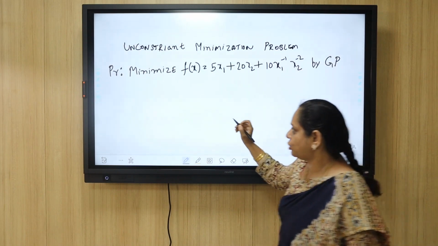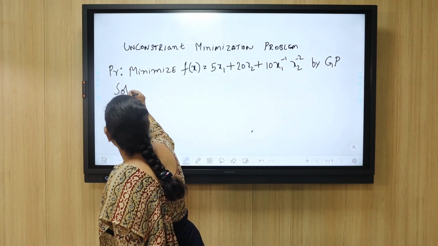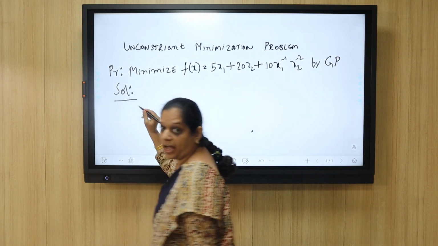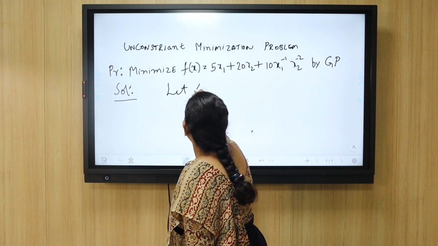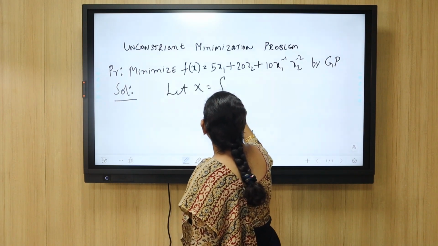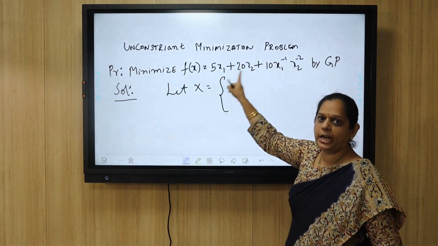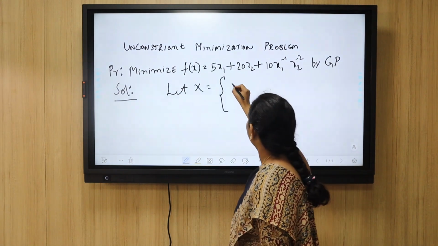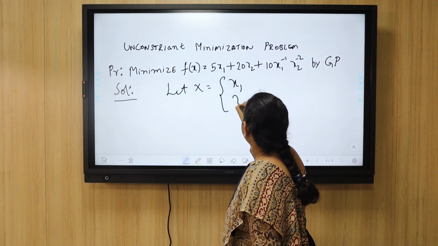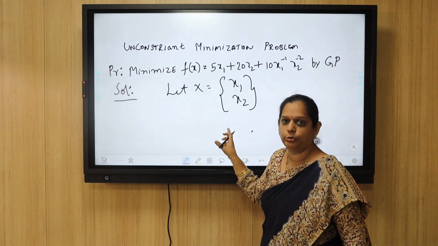First step of the solution: we have to find f of x. Let x equal to, how many variables are there here? Here only two variables are given, that is x1 and x2. So that's why we are taking x equal to only x1, x2. Why? Because here we have been given only two variables.